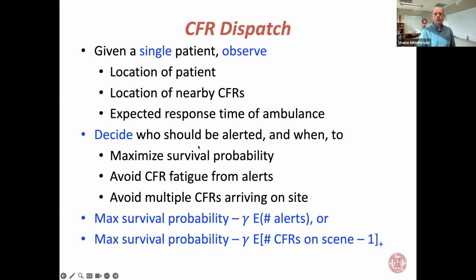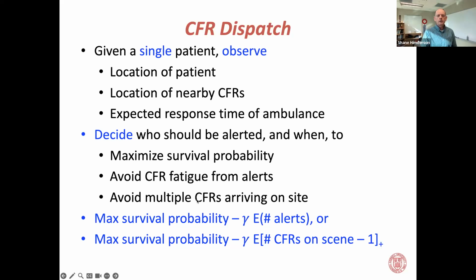So we need to decide who should be alerted and when, to try to maximize the survival probability for this patient. But at the same time, we want to avoid volunteers being annoyed because they get too many alerts, or because they show up on site and there are 5 people in front of them. The fatigue one is really quite prospective. This is not really a big issue right now. You don't tend to get fatigued from alerts. Sorry, that's what I meant to say: the alerts are not the big deal, and that's because you're only getting about 2 alerts a year. If you're only getting 2 alerts a year, it's not a frustration for you right now.